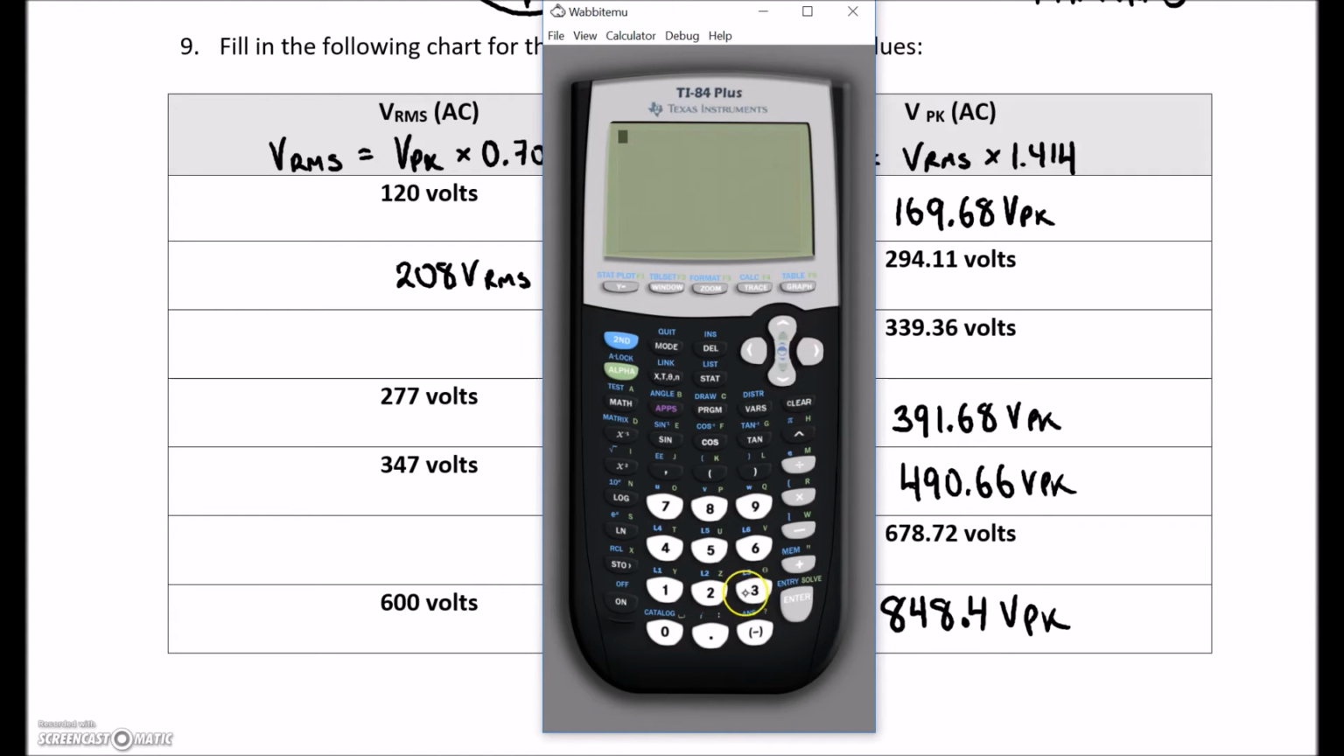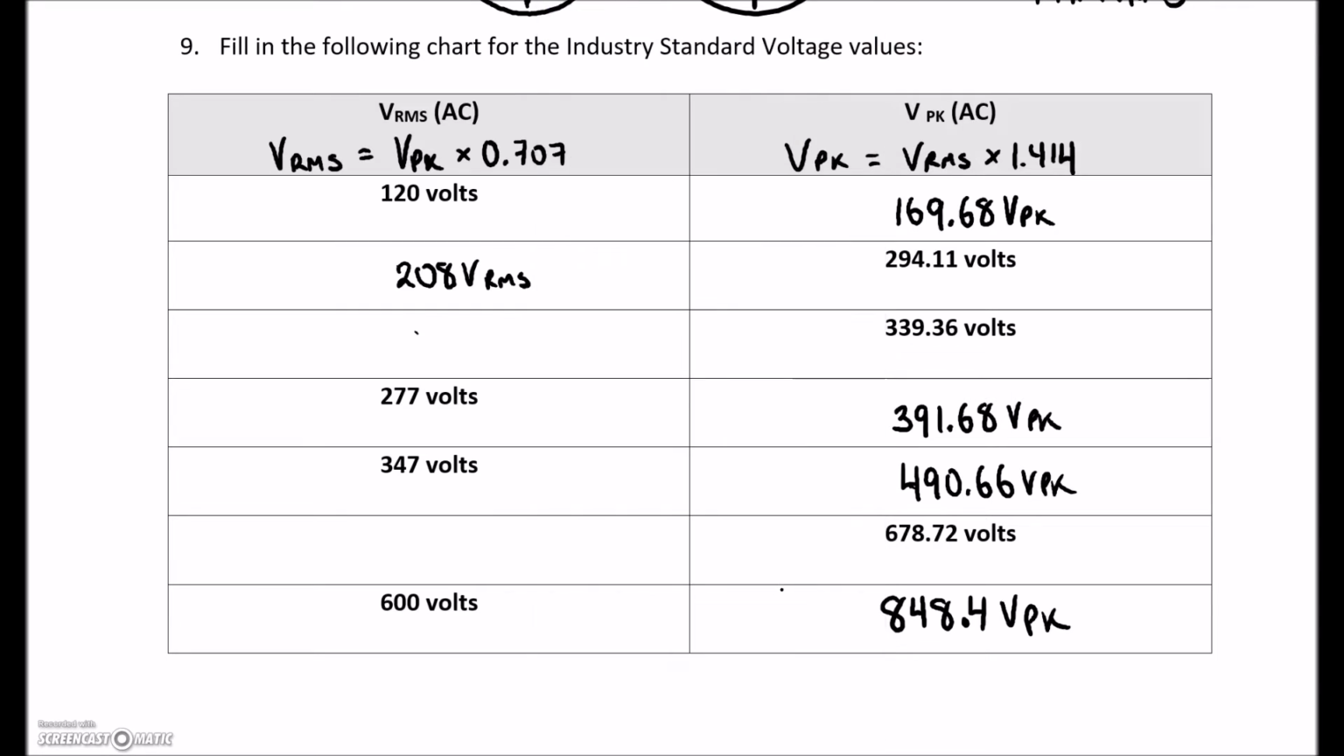Okay, if we're doing 339.36, we're going to multiply that again by 0.707 to give us our standard voltage of 239.92, or you can round it up to 240 volts.